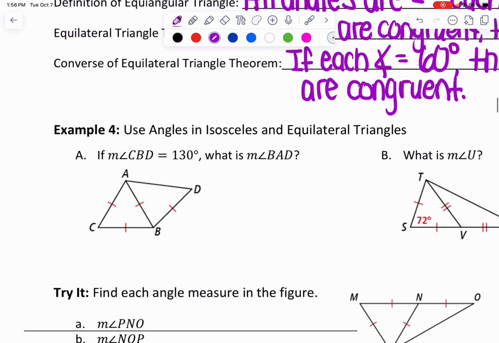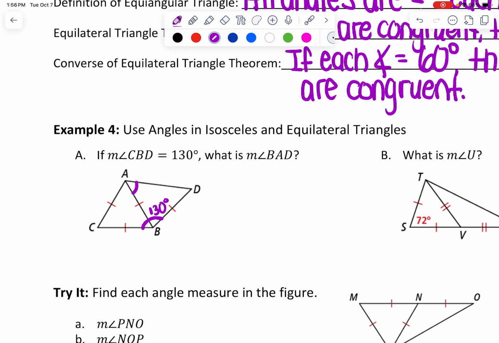Okay, so here's what it says. It says if the measurement of CBD is 130, so CBD is this angle right here. That's 130. It's asking what is the measurement of BAD. So BAD would be this angle up here. So here's what I'm going to start off with. What I see over here is there's an equilateral triangle. So what I'm dealing with is angles. So I know this angle is 60, this angle is 60, and this angle is 60. Just that pink part.